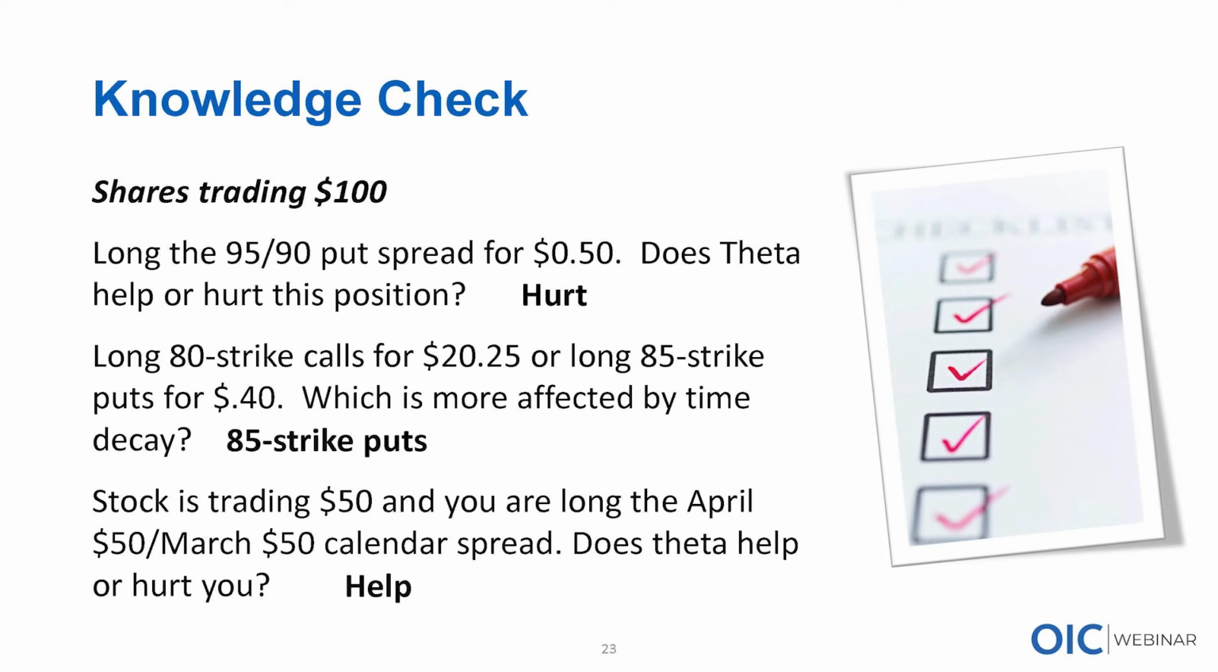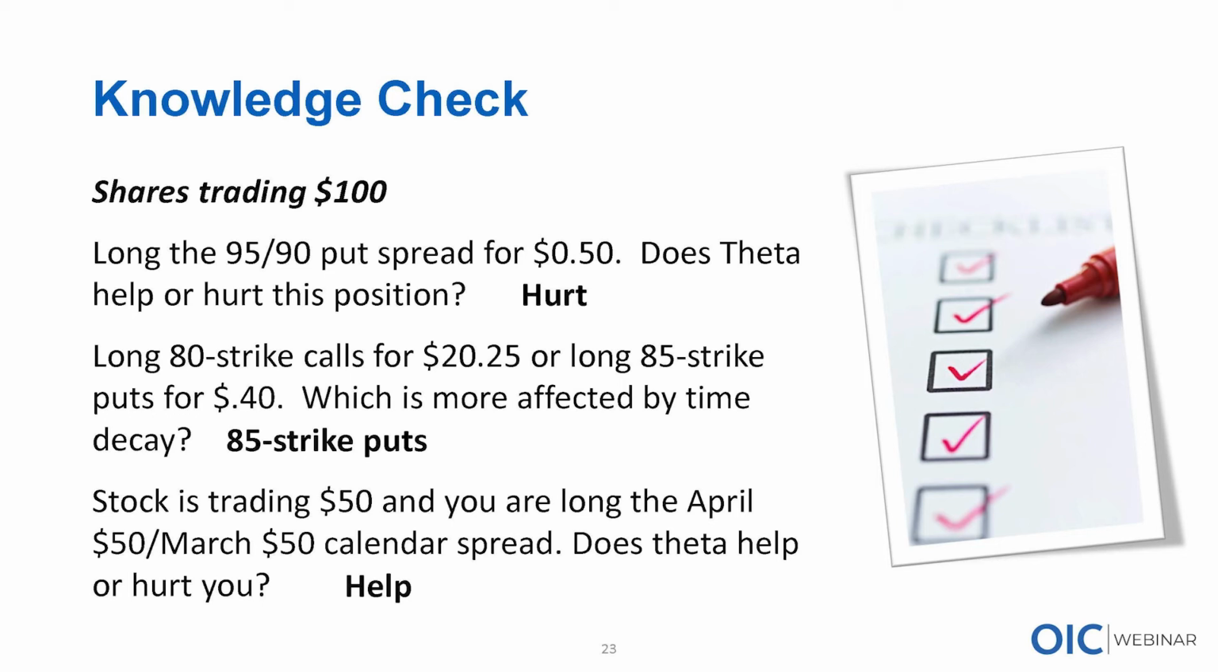All right, let's take a look at another one. Between the long 80 strike calls, which are trading for 20 1/4, or the 85 strike puts, which are trading for 40 cents, which option do you think is more affected by time decay? Once again, you're going to have to do a little math to figure this out. But remember that time decay only affects extrinsic value.